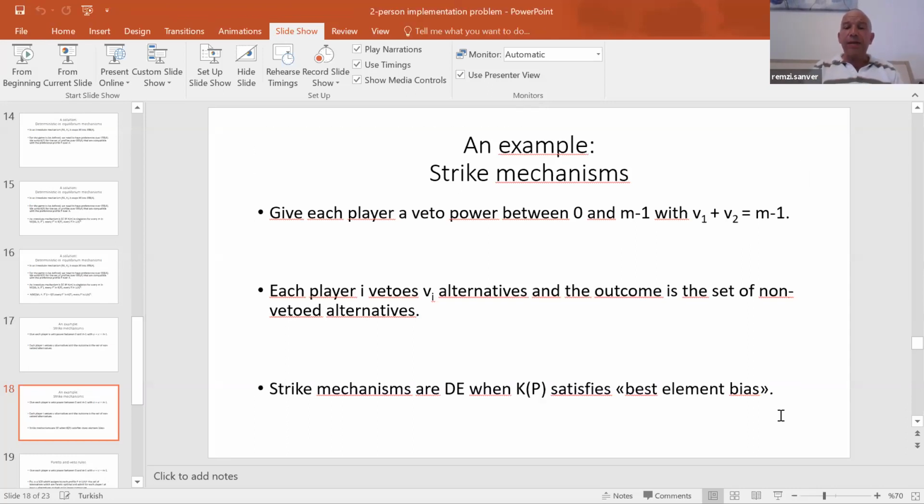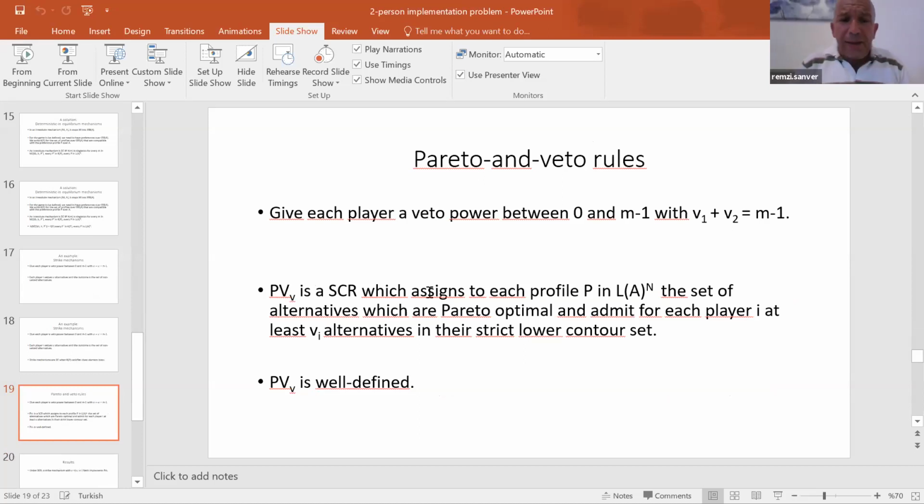And this strike mechanism is deterministic in equilibrium. We show that when the extension over the irresolute outcome satisfies what we call best element bias, and this condition is simple, as follows. If I have, for example, a set ABC, and A is my best element, I prefer the sure outcome A to the lottery over ABC. Under this condition, strike mechanisms are deterministic in equilibrium. And in fact, as I will show, they implement what we call Pareto-and-veto rules.